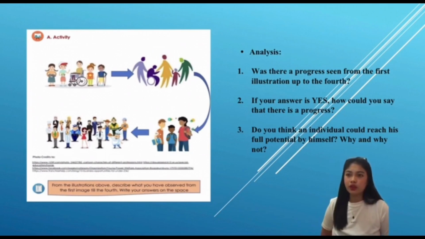After the activity, we are going to proceed to analysis, in which we are going to answer 3 questions. The first question is, was there progress seen from the first illustration up to the fourth? And the second question is, if your answer is yes, how could you say that there's progress? We are going to answer the first and second questions at the same time.